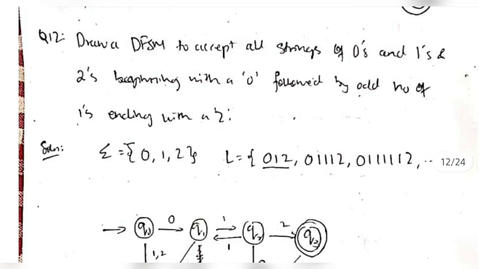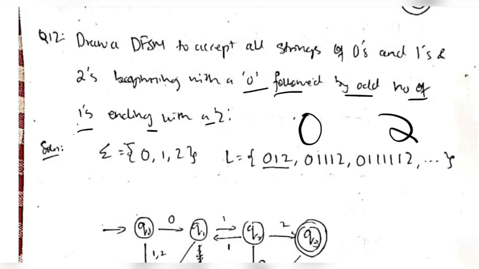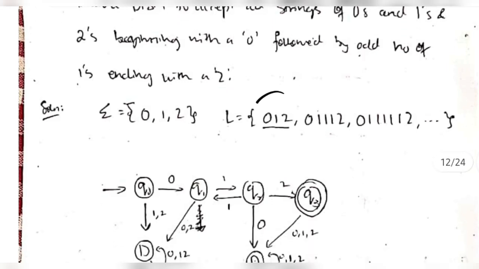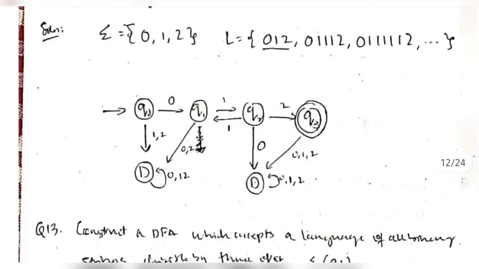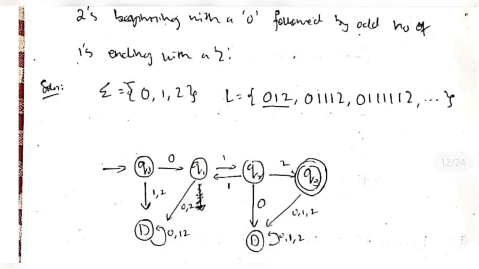Draw a DFSM to accept strings over the alphabet 0, 1 and 2. So here we have 3 symbols: 0, 1 and 2. The string should begin with 0, be followed by an odd number of ones, and end with 2. So in between we can have an odd number of ones. What's the minimum string? 0, 1, 2. So the number of states will be 4, and we'll have transitions on 0, 1 and 2, and then we'll be checking for each. It should have an odd number of ones.